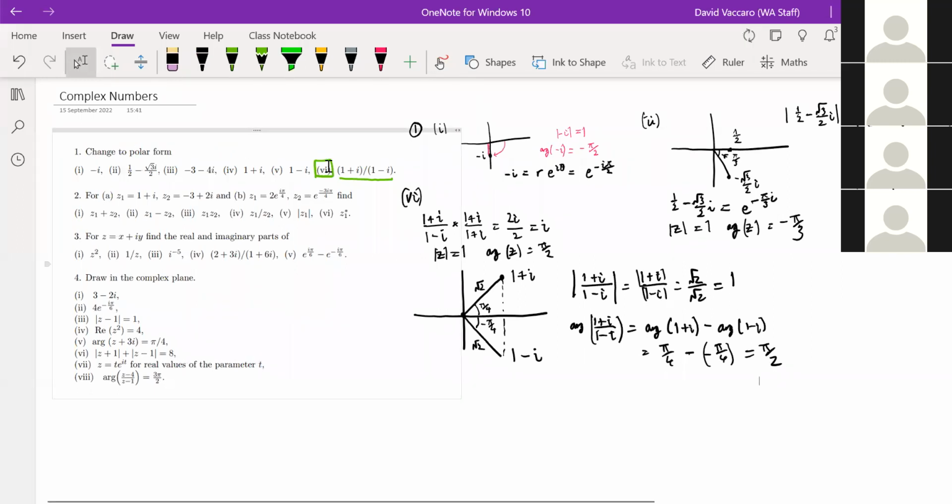You can either just evaluate the complex division, or you can look at the modulus and argument of the individual parts. Do people have questions at this point? Let me just check the chat.